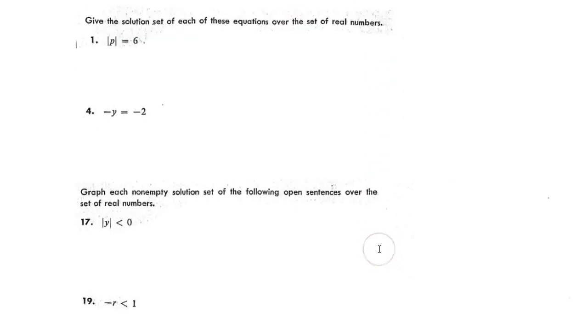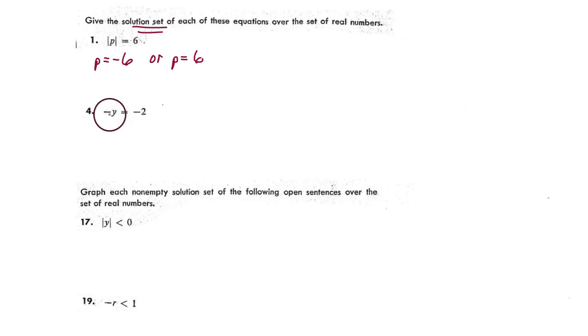Next, give the solution set of the equations over the set of real numbers. Giving a solution set just means solve the equation. This is an absolute value equation. We want to know what p is equal to. P could be equal to -6, or p could be equal to +6. Because if p was -6 and you substitute in those bars, the absolute value of -6 does turn out to be 6.